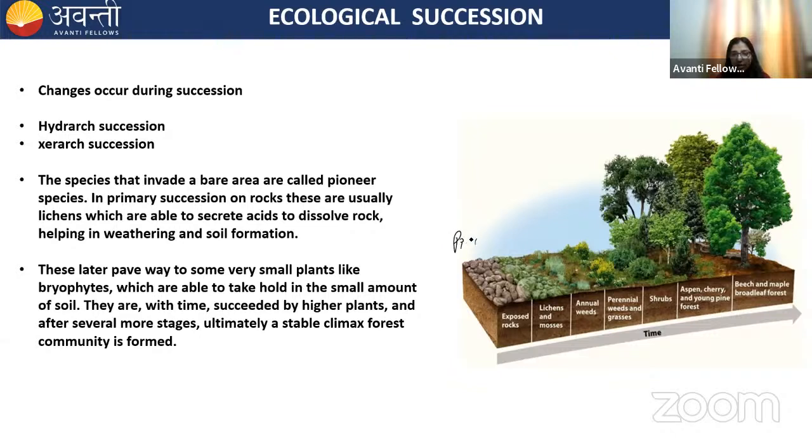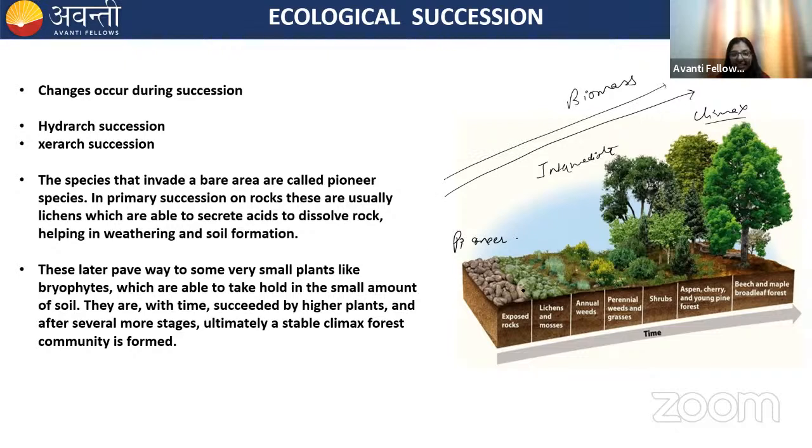So first comes the pioneer community. After pioneer is the intermediate. After intermediate comes the climax community, which is the forest or the stable community. Some changes occur during ecological succession. Number one is that the productivity or the biomass increases. Second, you will observe the diversity: first there was very little diversity, or few species were present. Now, in the climax community, you can see the maximum species. So the diversity increases.